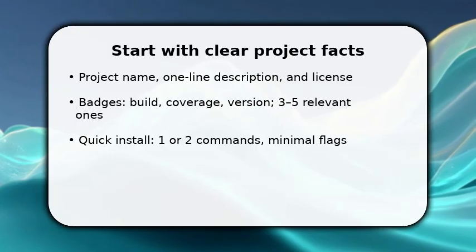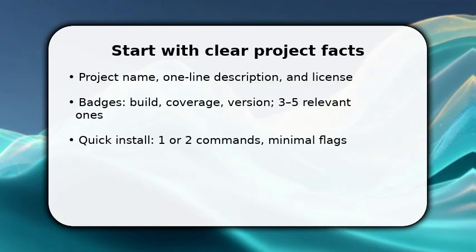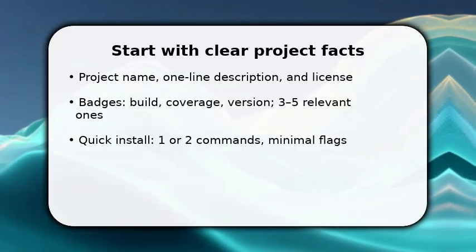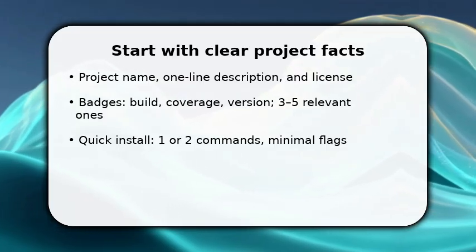You begin by declaring what this repo is for and who benefits. This anchors every section. Once you have the project name, one-line summary, and license, add essential badges for CI and coverage so readers trust the build.